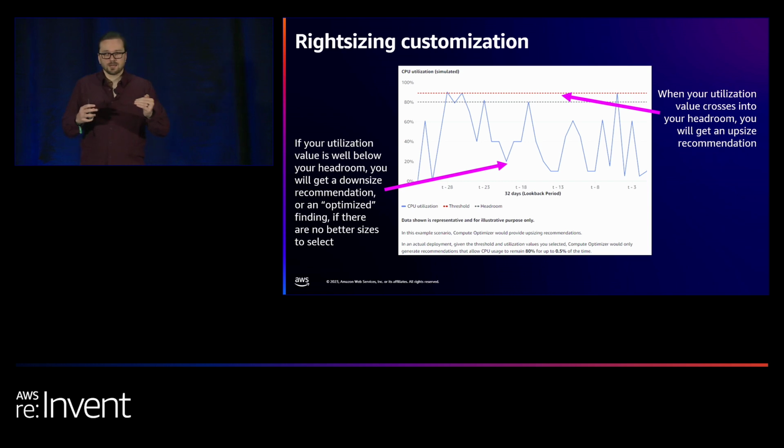So you'll notice if your threshold goes above the headroom, you're going to get an upsize recommendation. If your threshold is way below the headroom, you're probably going to get a downsize recommendation. So you can kind of play around with that and say, how sensitive do I want to be? How aggressive do I want to be? And kind of make those adjustments and see on a graph the behavior Compute Optimizer is going to give you in return.